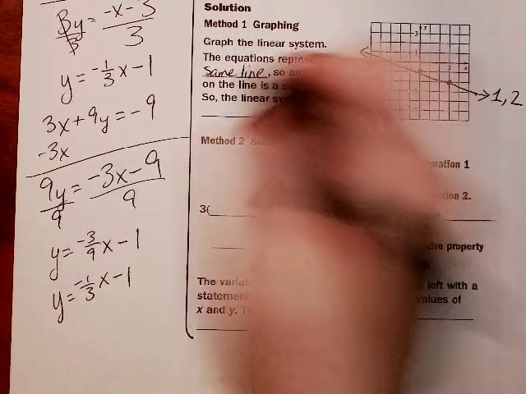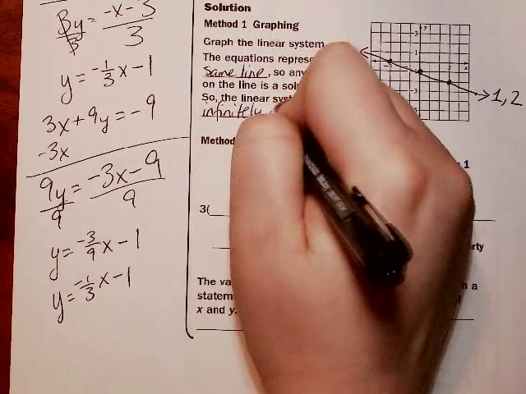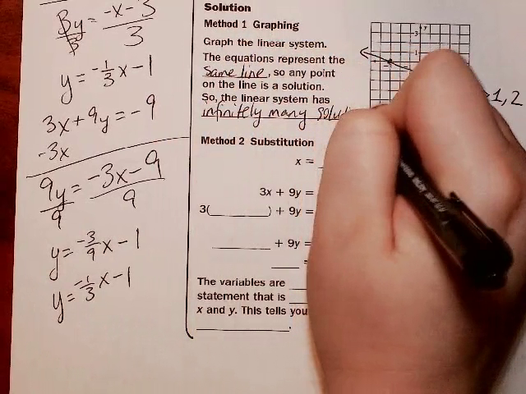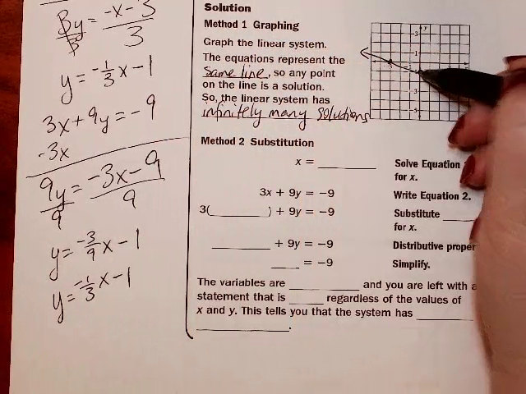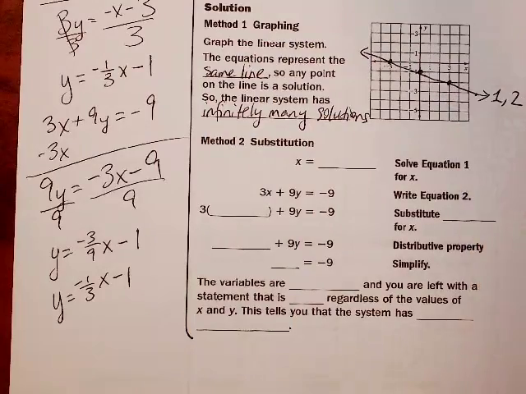So the linear system has infinitely many solutions. Okay? Because this is a solution, this is a solution, this is a solution, this is a solution. We can just pick tinier and tinier spaces to move, and we'll still get a solution.